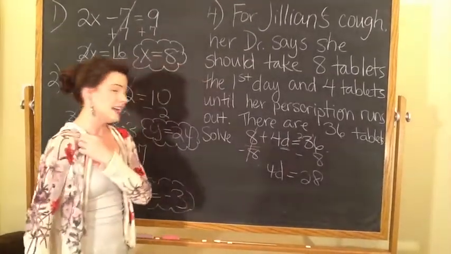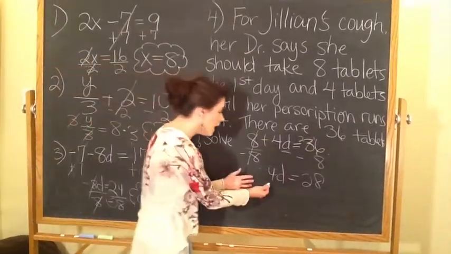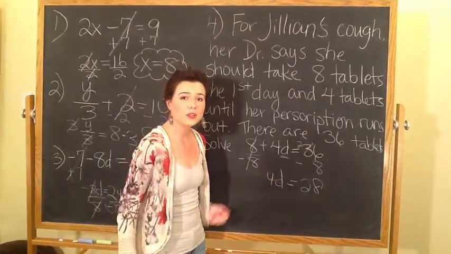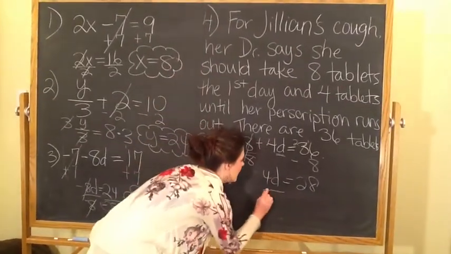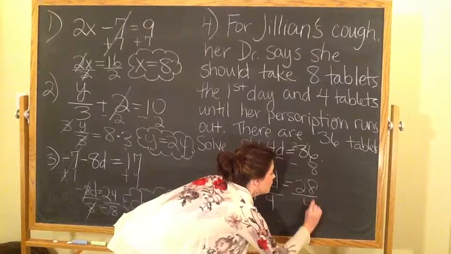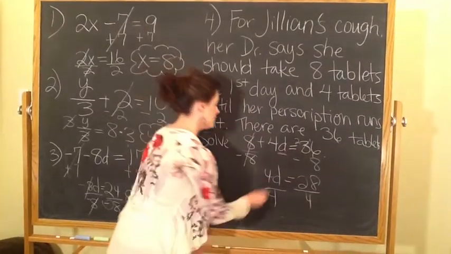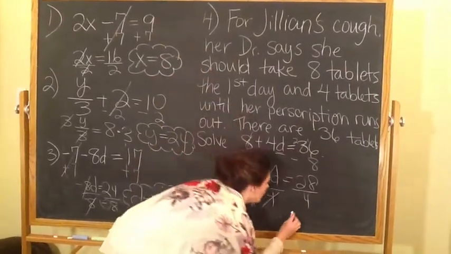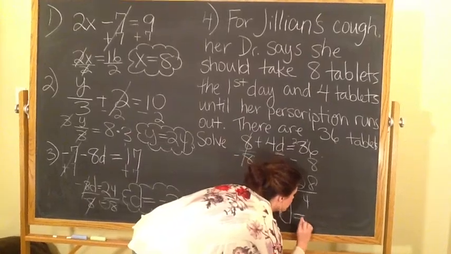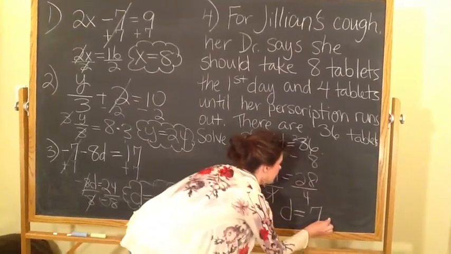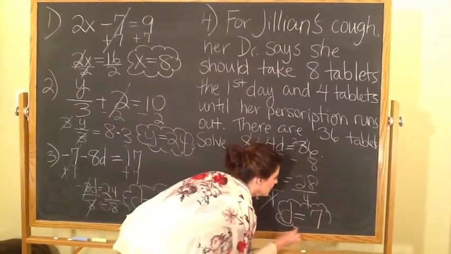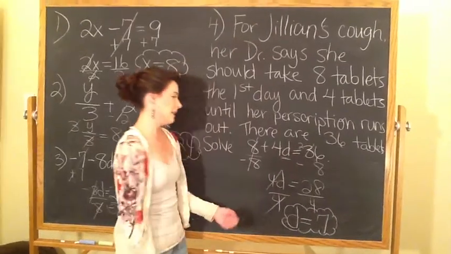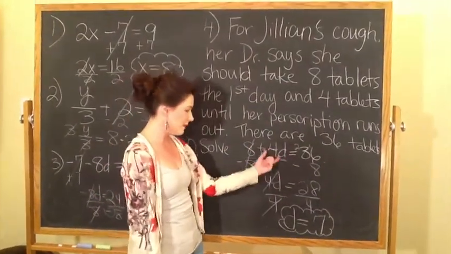Now we're going to divide, because we're multiplying 4 times d. So in order to cancel 4 out, we need to divide. So divide by 4 on both sides to keep it balanced. So the 4s cancel out, and we'll find out that d is equal to 7. So she is going to be taking medicine for 7 days.